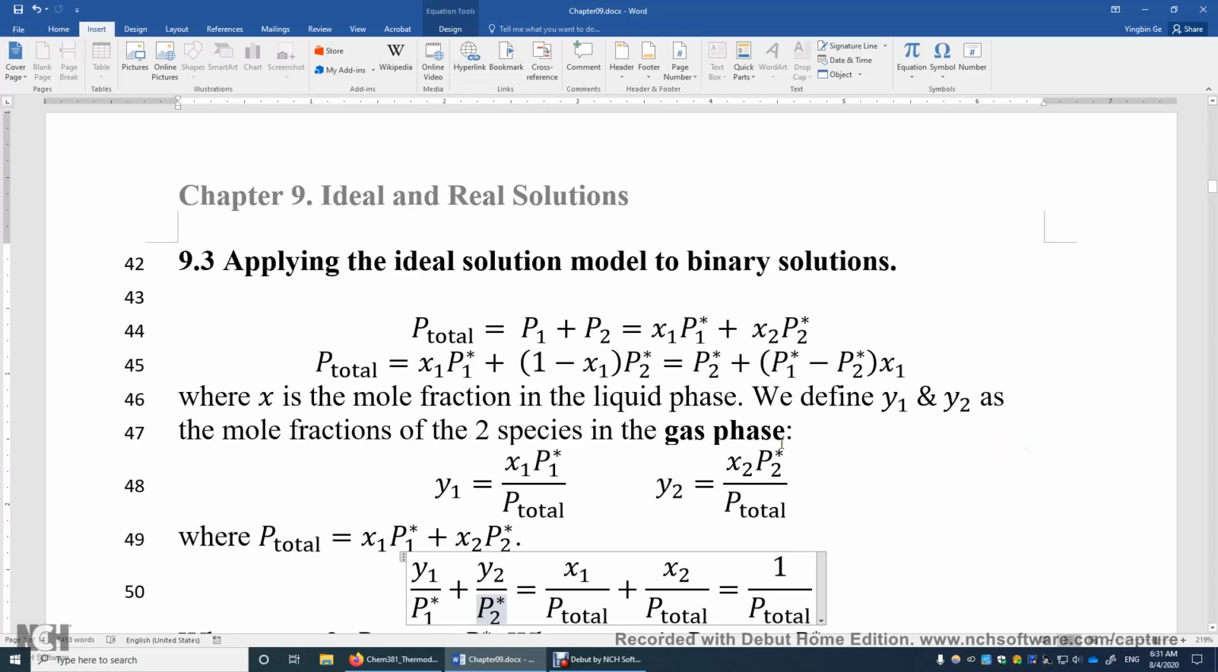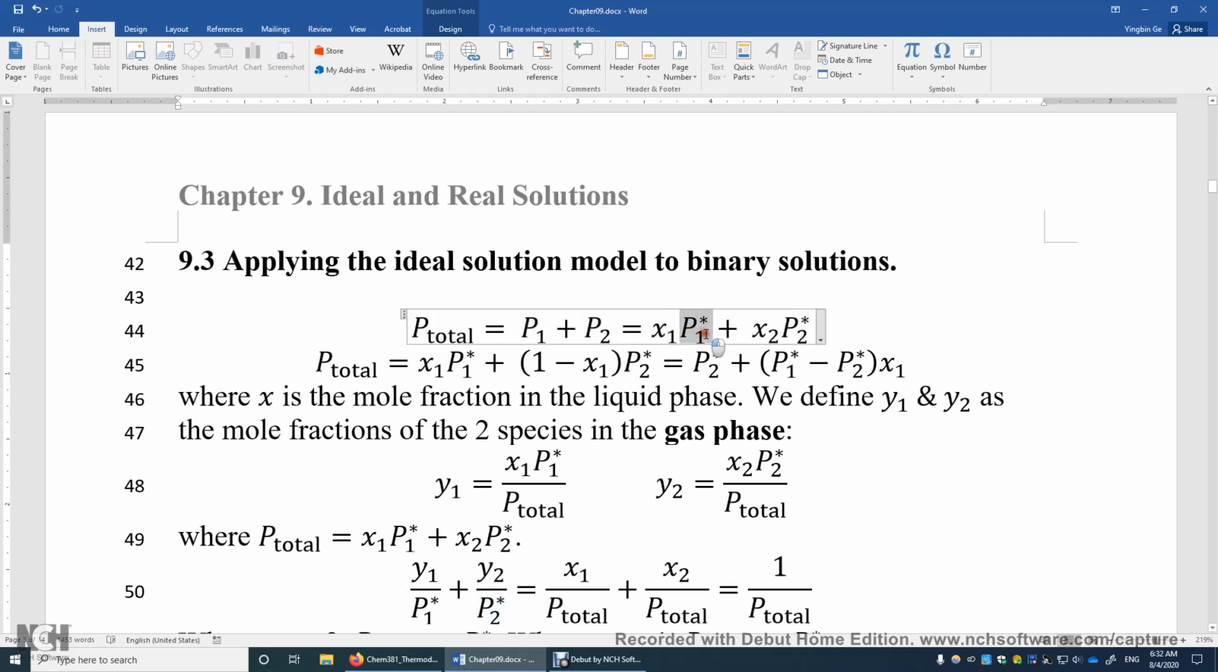Section 9.3, applying the ideal solution model to a binary solution. In a binary solution, the vapor pressure over here, P total, is the vapor pressure of two components, so that's P1 plus P2. Then we use Raoult's law: P1 is X1 times P1 star, and P2 is X2 times P2 star.